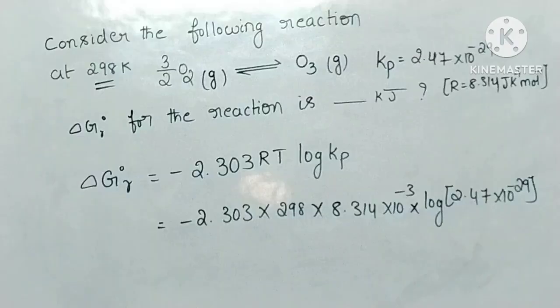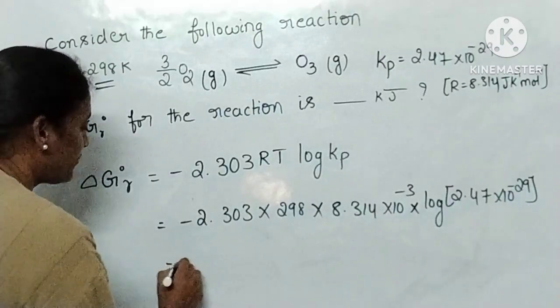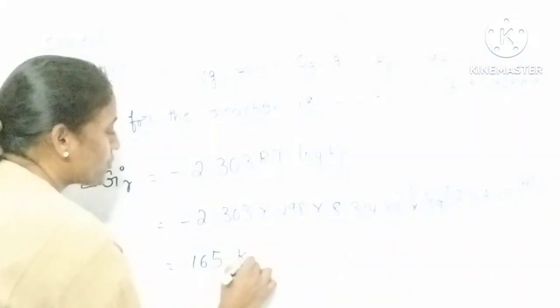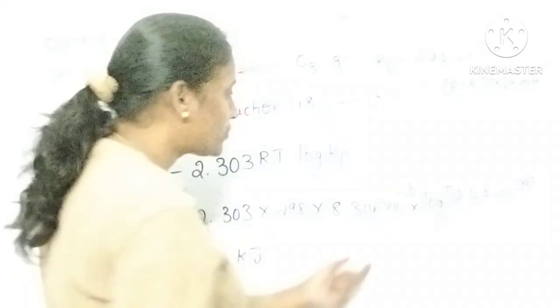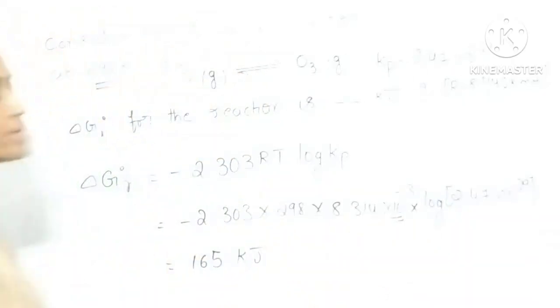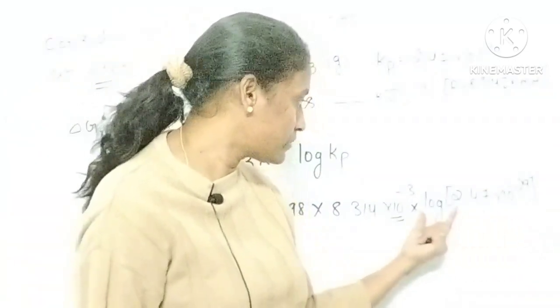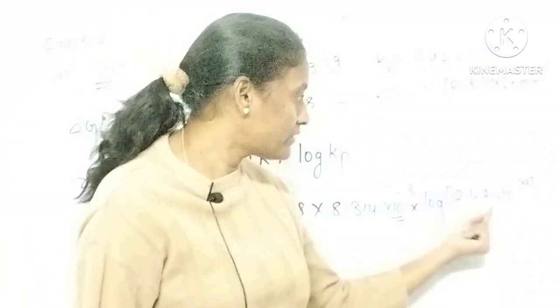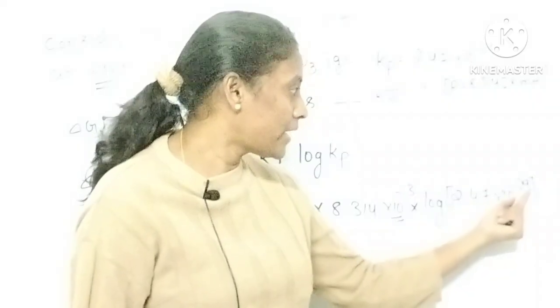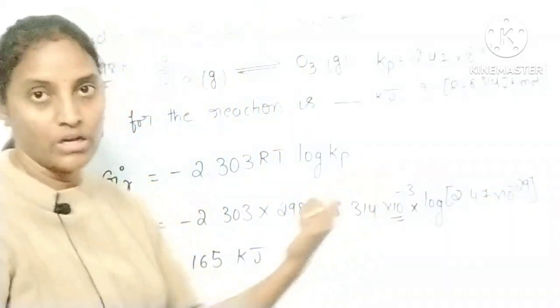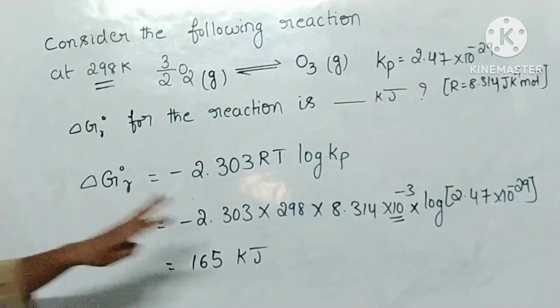If you simplify this, then you will get the answer 165 kilojoule, because we already converted joule per Kelvin into kilojoule by multiplying with 10 power minus 3. You can simplify this by applying log to these two values. That means log 2.47 plus log 10 power minus 29, then 29 will come in front, you already know. So you can simplify later.